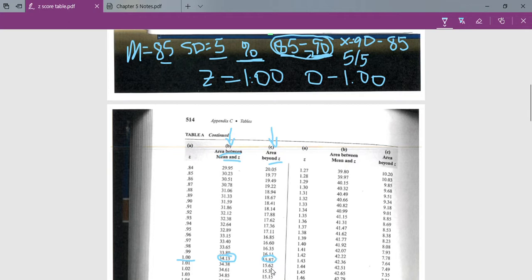And I could easily calculate taking 100 minus 15.87 to know what percentage of students got below a 90. So if I took 100 minus 15.87, I would know that 84.13% of students got below a score of 90 on the exam.